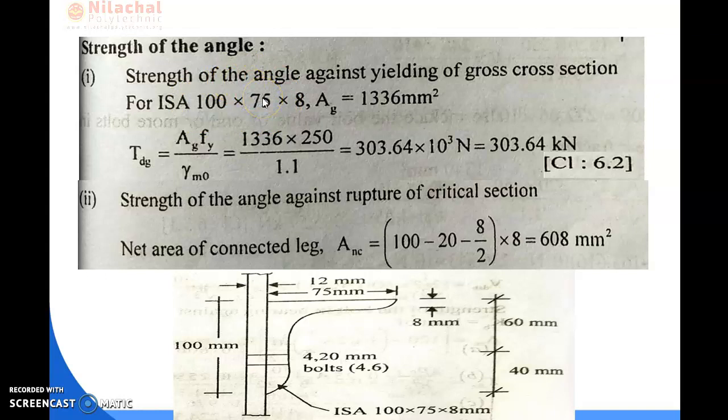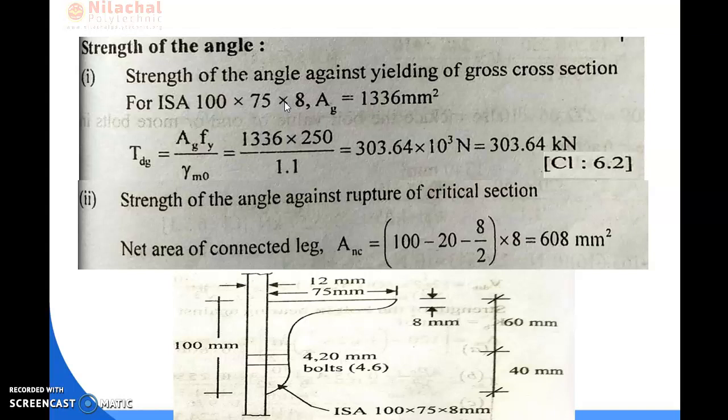So in the steel table, you can find the cross section area of the unequal angle section from table number 2. According to the ISA 100 into 75, it is subdivided into 4 types of thickness. One is 6 mm, second is 8 mm, third is 10 mm, and fourth is 12 mm. So we just need the cross section area for the 8 mm thickness.